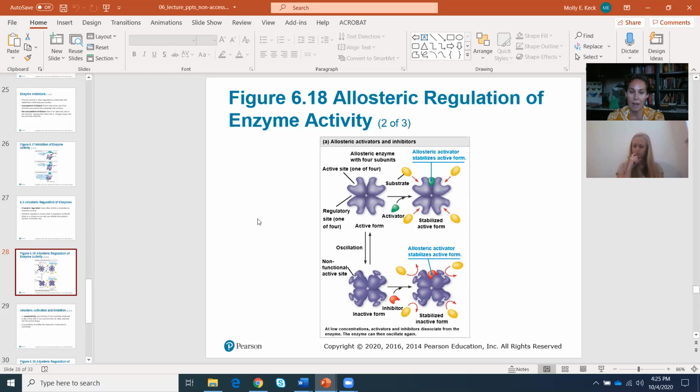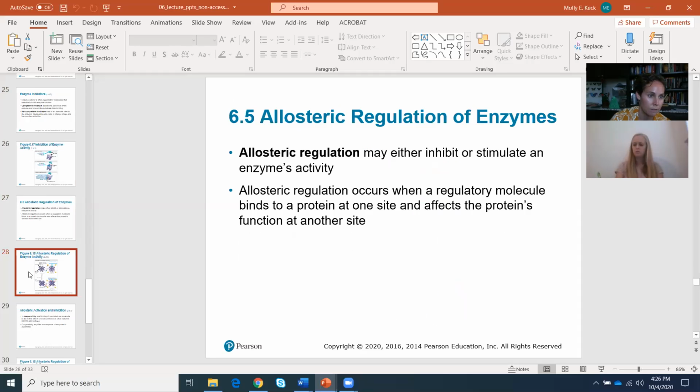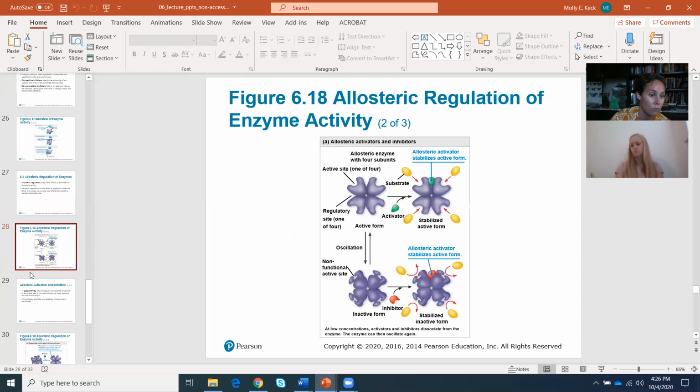Sometimes you have an allosteric inhibitor, and it'll fit inside there and keep it in a funny shape so that the substrates can't fit. So it continues to inhibit it. Those are examples of the coenzymes and cofactors from one of those slides up there.